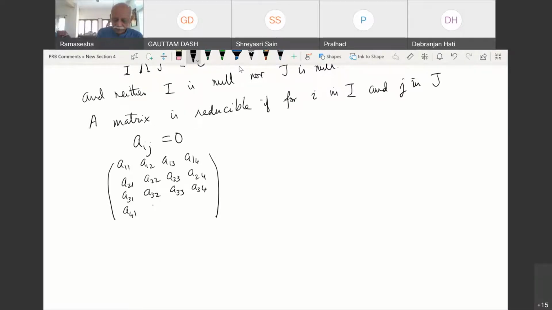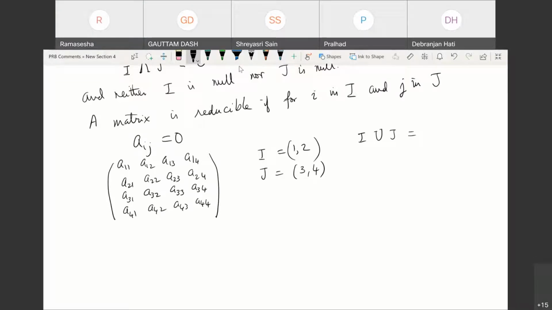Let I contain the set 1, 2, and let J contain the set 3, 4. I union J is equal to N, which is 1, 2, 3, 4. There are N elements. And I minus J is 0, because there are no common elements between I and J. So there is no overlap of the two sets I and J. The overlap is 0, but the union is all of N.